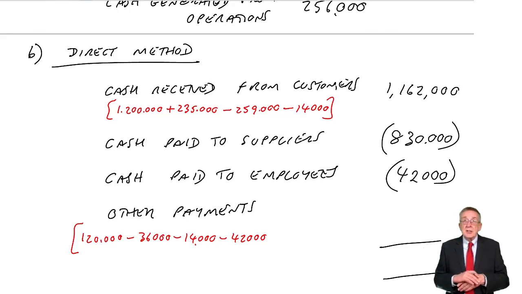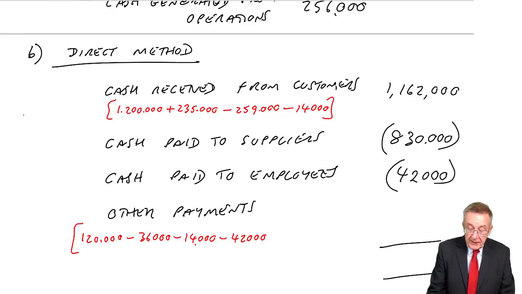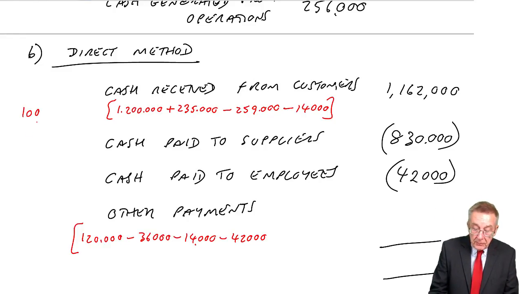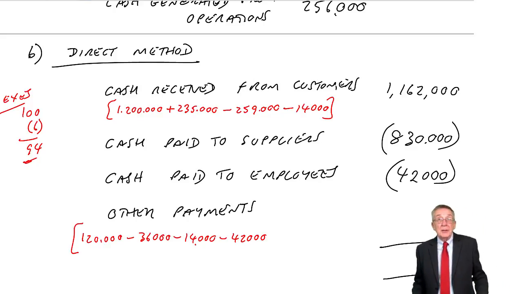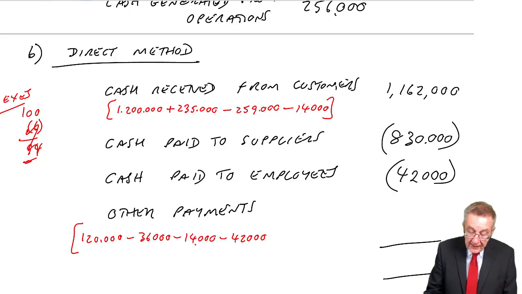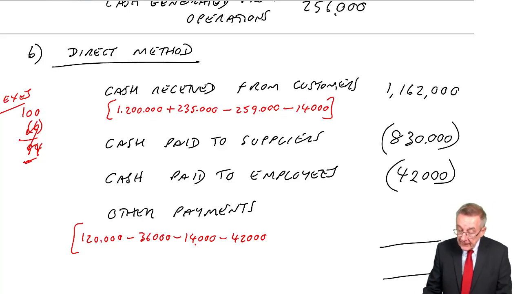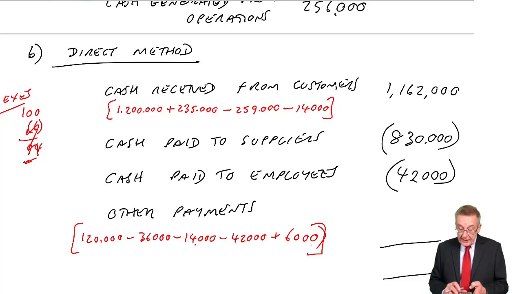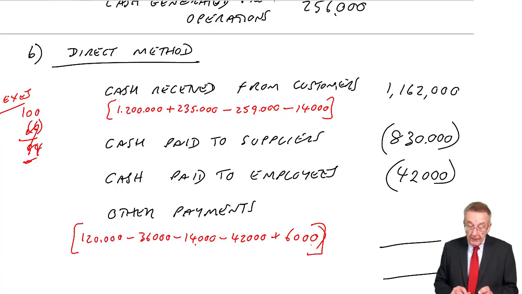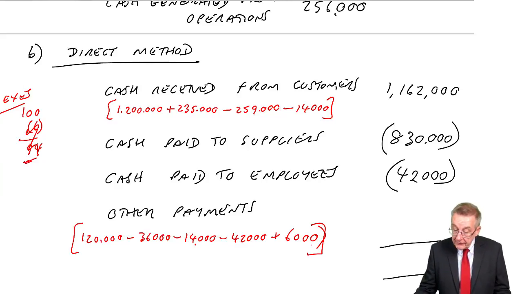Well, profit on sale isn't a cash flow. See what I mean: if it was 100, and you had a profit on sale, it gives you 94 as the expense. But the 6 isn't a cash flow, that profit. The true expenses are 6 higher at 100. We need to add on 6,000. And so the other payments: 120 minus 36 minus 14 minus 42 plus 6 is 34,000.